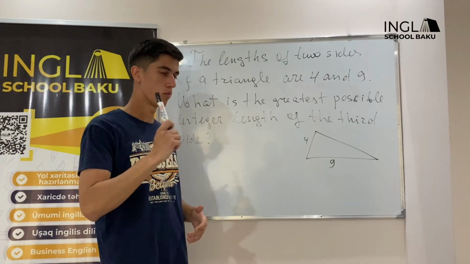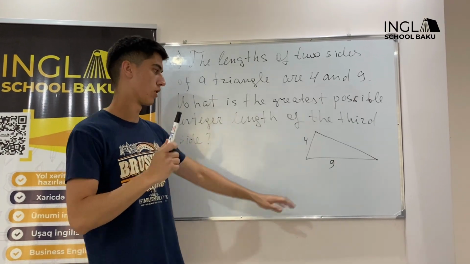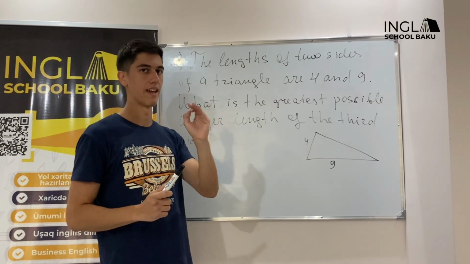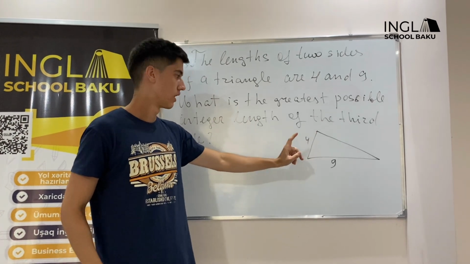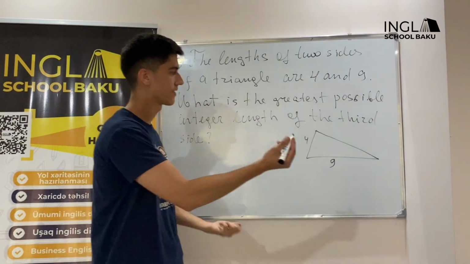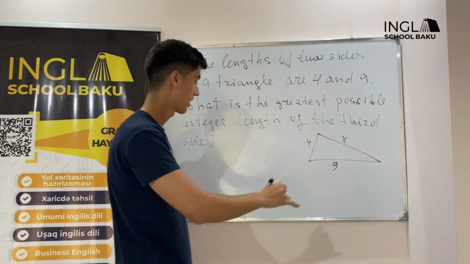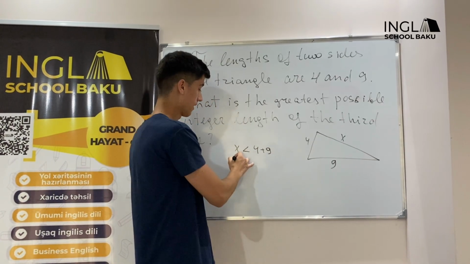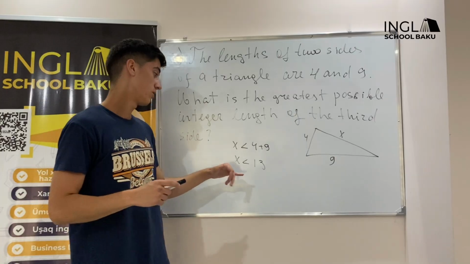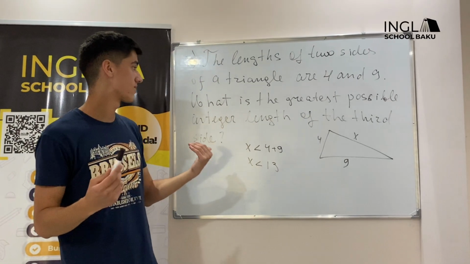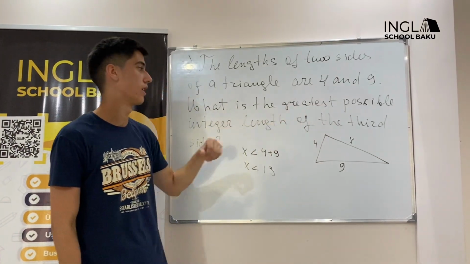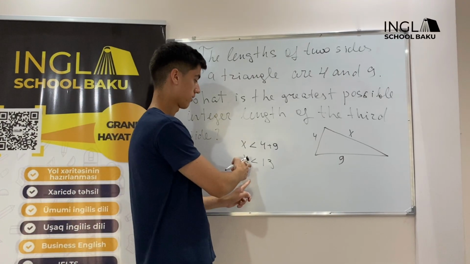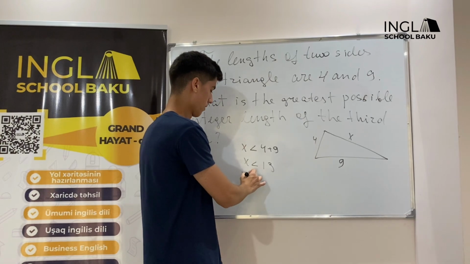So, here we will use one main rule about triangles. The third side of the triangle should be less than the sum of previous 2. So our sides are 4 plus 9, and let's say that side is x, we don't know this. So x should be less than 4 plus 9, and x is less than 13. We see that x is less than 13, and it asks us what is the greatest possible integer.